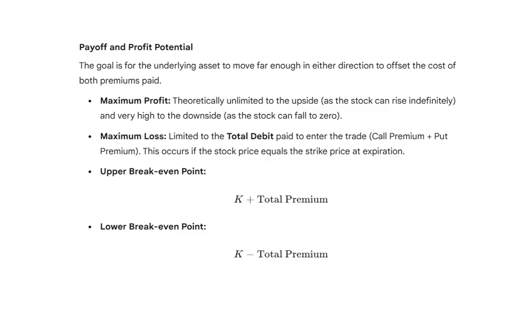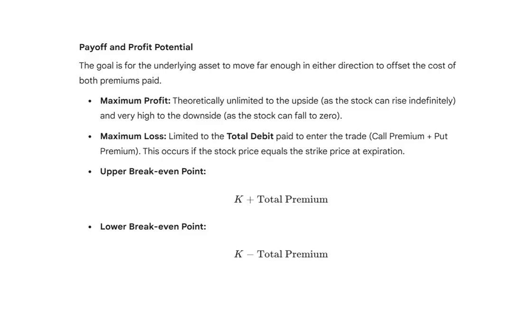Payoff and profit potential. The goal is for the underlying asset to move far enough in either direction to offset the cost of both premiums paid. Maximum profit: theoretically unlimited to the upside, as the stock can rise indefinitely, and very high to the downside, as the stock can fall to zero. Maximum loss: limited to the total debit paid to enter the trade, call premium plus put premium. This occurs if the stock price equals the strike price at expiration.